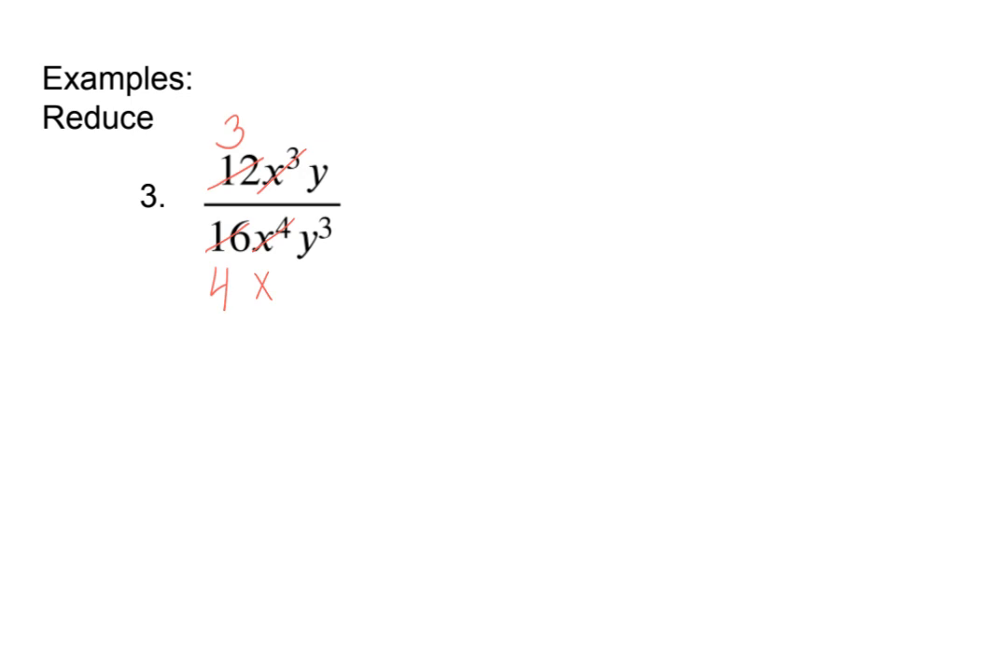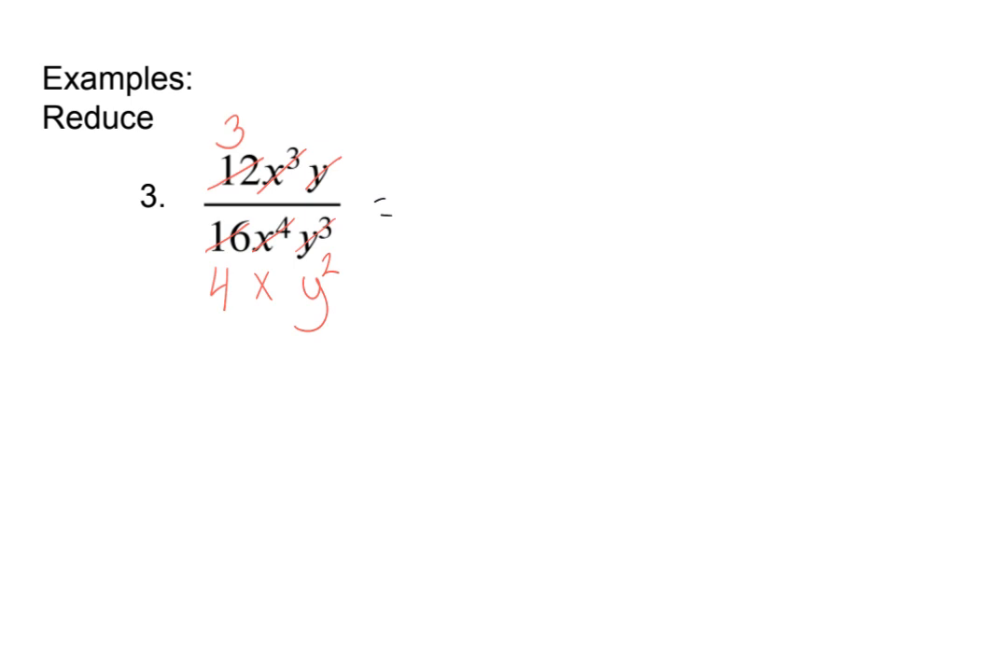Let's look at the y's. Up top I have a y. On the bottom I have y to the third power. But up top I only have one of them, so I can only cancel 1. So I'll get rid of this one. And I've got to get rid of one of those. If I had 3 there and I get rid of one of them, I'll have 2, or y squared, left.